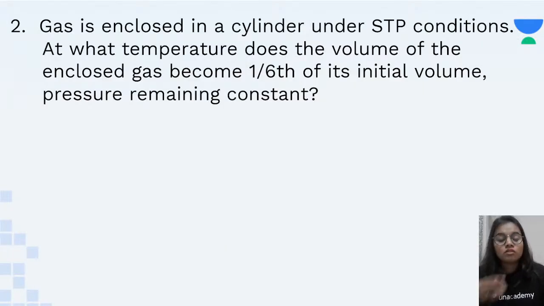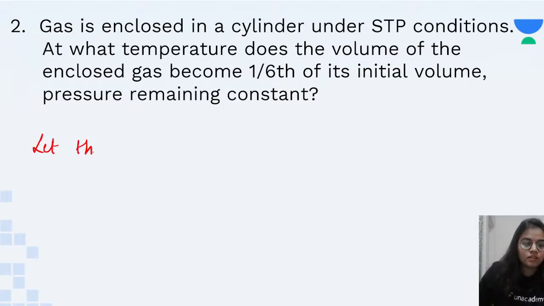Alright. So second question says that gas is enclosed in a cylinder at STP condition. At what temperature does the volume of the enclosed gas become 1/6 of its initial volume, pressure remaining constant? Now here this question is very important. So first of all, it is just given that STP, no volume is given. So what we will do, we will assume.